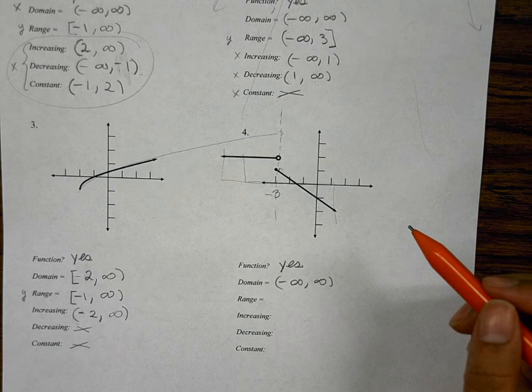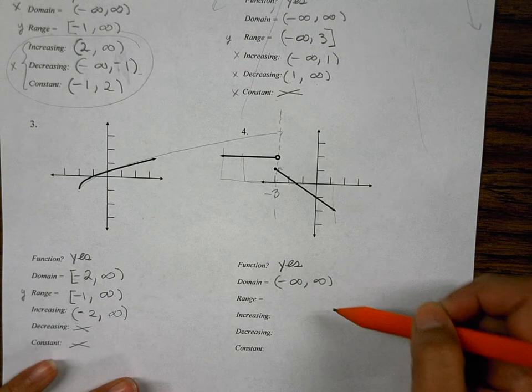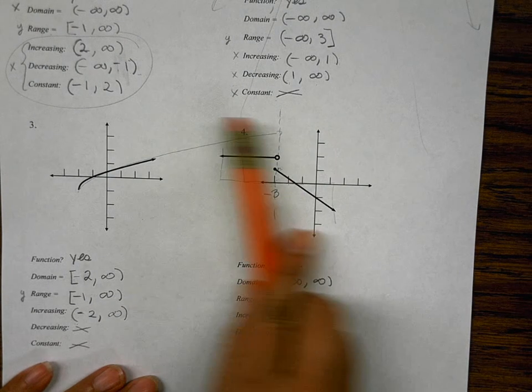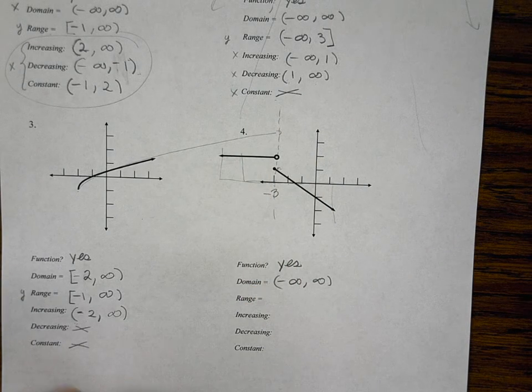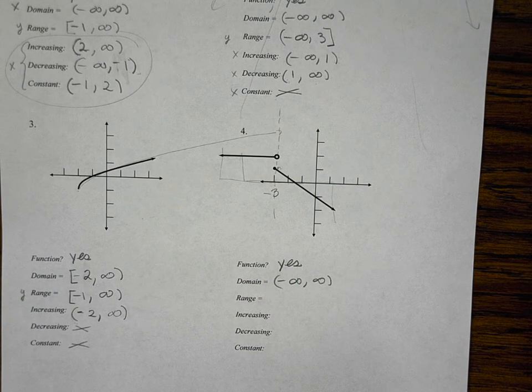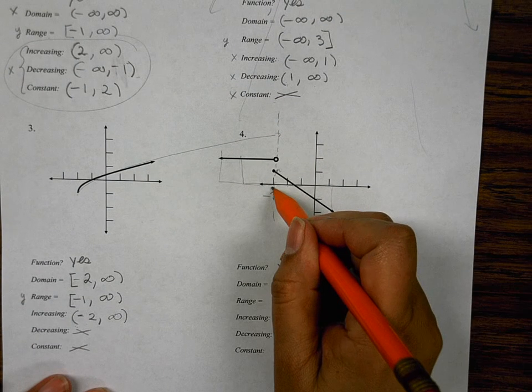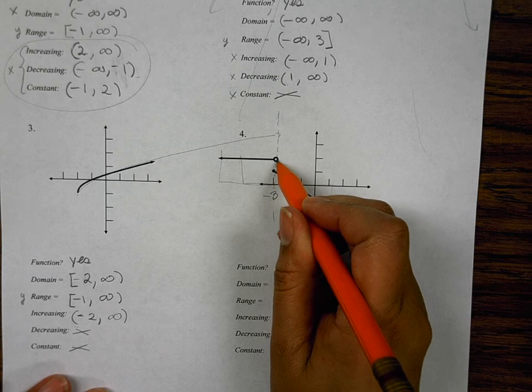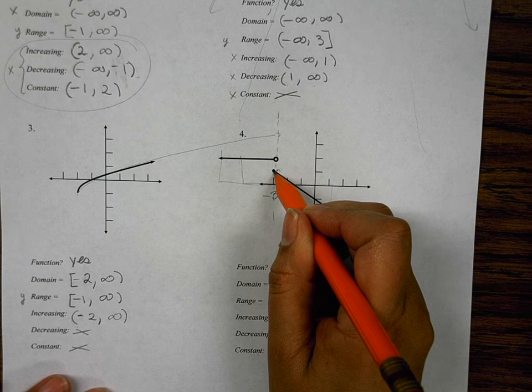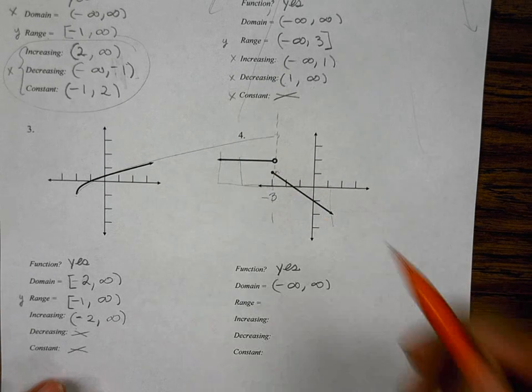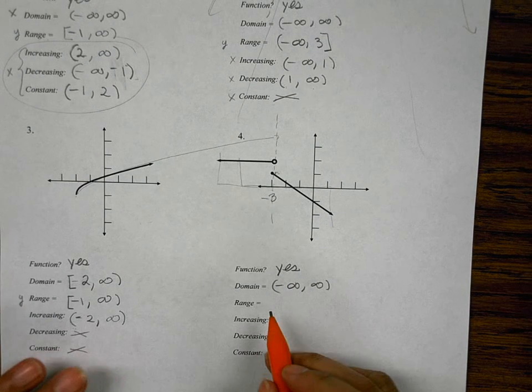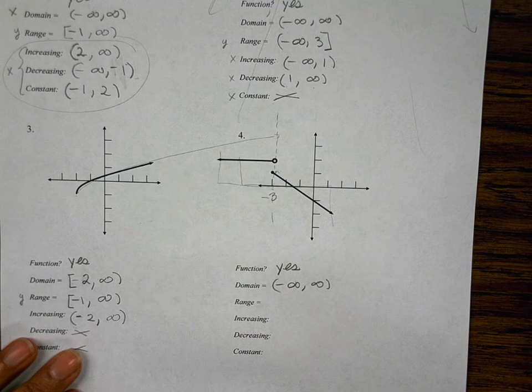And these, by the way, are the piecewise graphs that you did last year. All right, so negative infinity to infinity, because there's nowhere here where I do not have a graph. That's the only point that's a bit concerning. There is no graph, but there is a graph there, so there's still a function at negative 3, a graph.